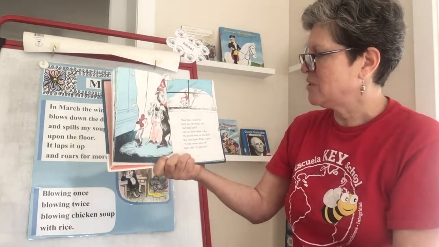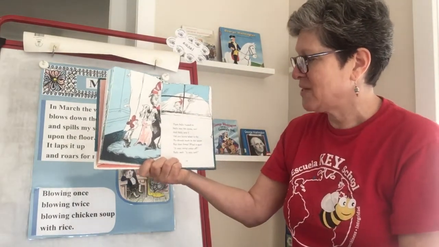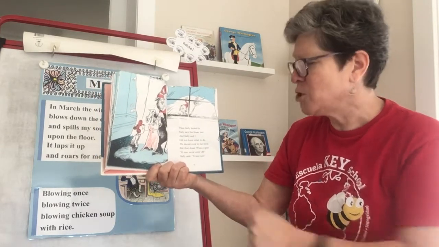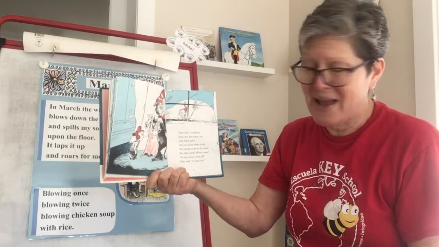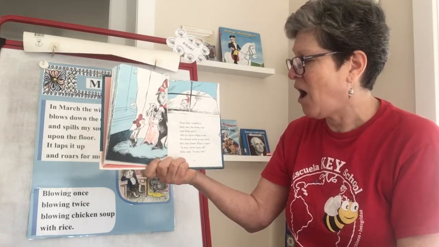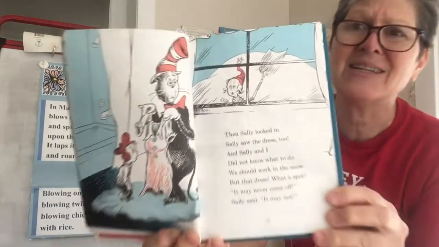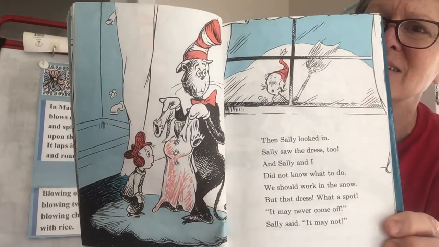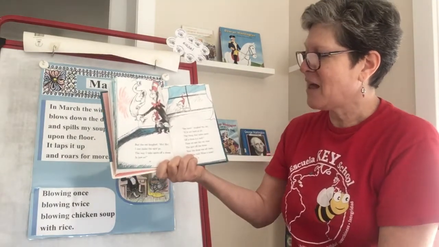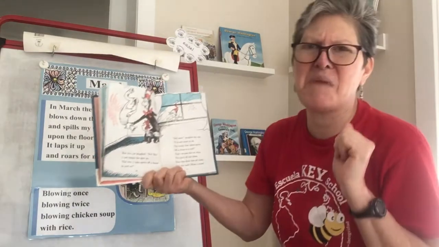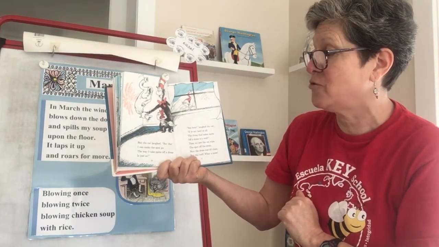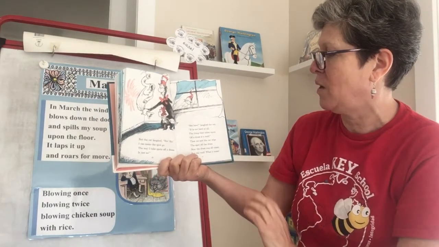Then Sally looked in. Sally saw the dress too. And Sally and I did not know what to do. We should work in the snow, but that dress, what a spot. It may never come off, Sally said. It may not. But the cat laughed. Ho, ho, I can make the spot go. The way I take spots off a dress is just so.